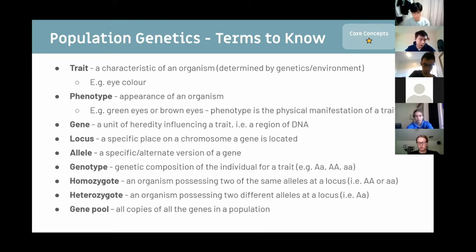If you're homozygote, that means you have the same alleles on each of the chromosomes at the locus. So that's AA, both capital A, or both little a. And then you have heterozygote, which means the two chromosomes have different alleles. So you might have big A on one chromosome and a little a on the other. And gene pool just refers to all copies of all the genes in a population.